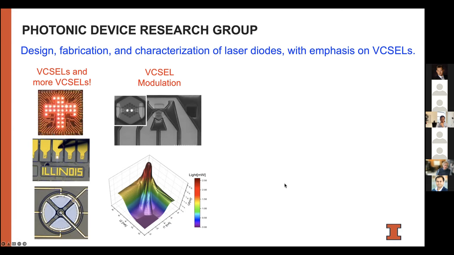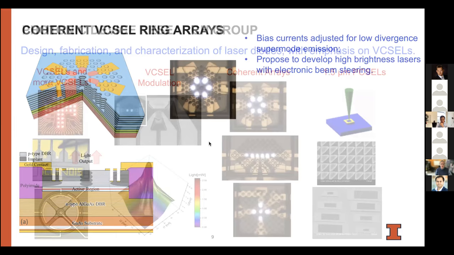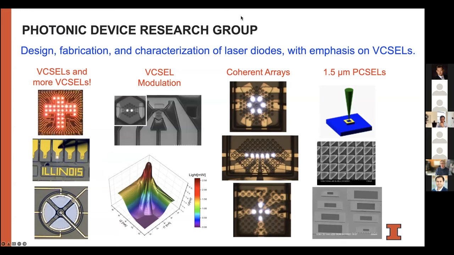We make all kinds of different devices. We have some efforts looking at modulation, and we're trying to get high direct modulation speeds. But what I'd like to advertise or discuss in terms of the kind of work that we'd like to propose is to describe some of our work on coherent VCSEL arrays, shown here, as well as some of our work on 1.5 micron pixels.